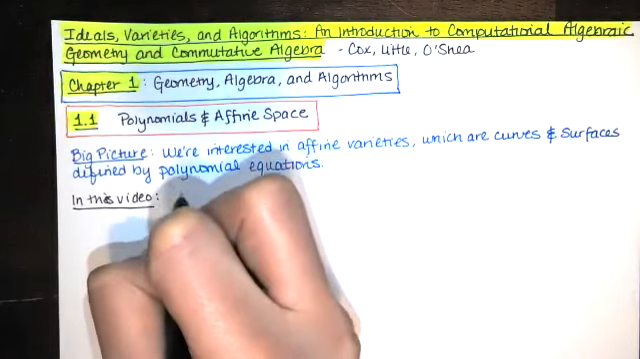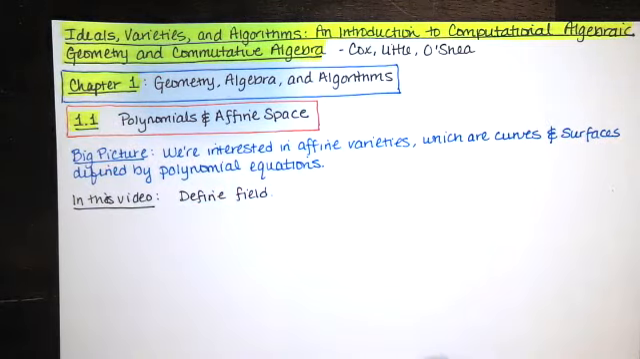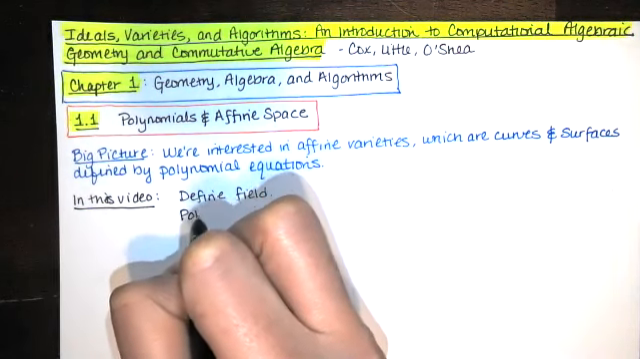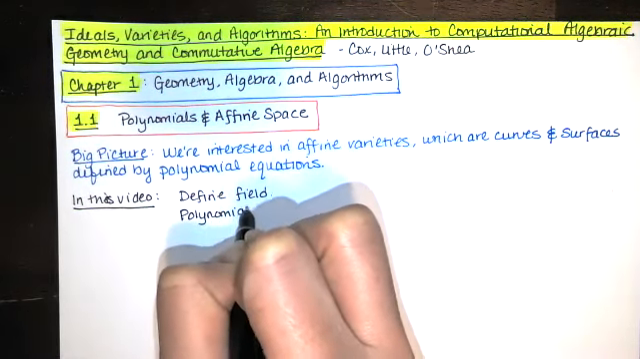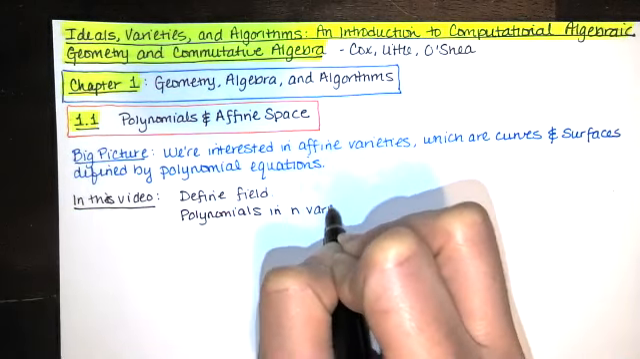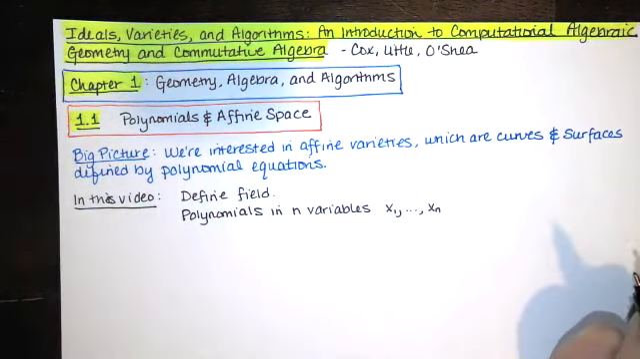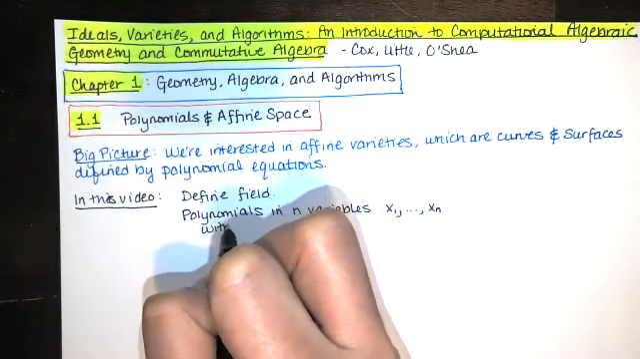We'll define a field, probably in the same way that fields were defined in your algebra class. We'll talk about why we're interested in fields. Then we will talk about polynomials in n variables, which will typically be denoted by x sub 1 through x sub n, with coefficients in an arbitrary field K.